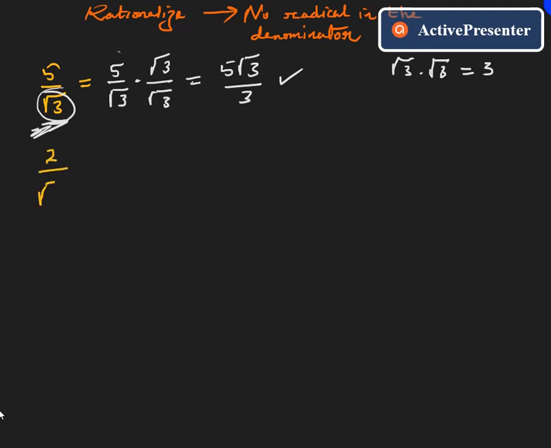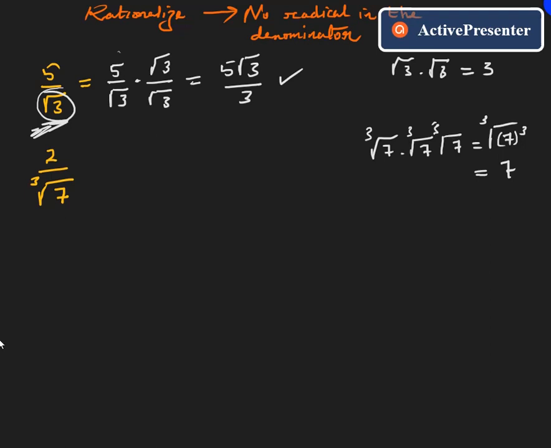Over the cubic root of 7. So what to do right now? We need to get rid of this one down here. How to do that? If you remember, the cubic root of 7 multiplied by the cubic root of 7 multiplied by the cubic root of 7 is equal to the cubic root of 7 to the power 3. This is equal to what? 7. This is equal to 7.